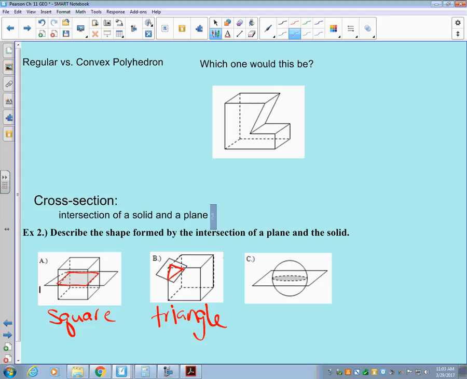Then if we take a sphere, throw it up in the air, and take our samurai knife, like that game where you chop the fruit, and slice it in half, we get that shape there, which is called a circle. Samurai sword, circle.